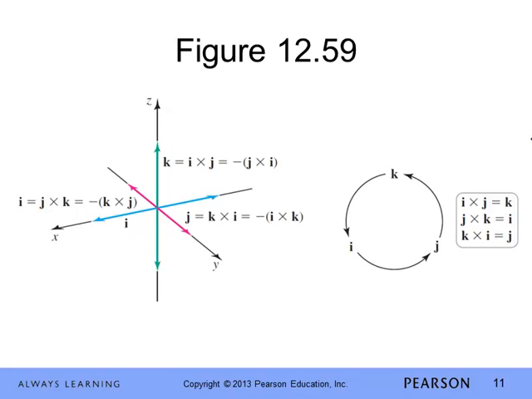So how this goes, you've got I hat cross J hat is equal to K hat. J hat cross K hat is equal to I hat. And then K hat cross I hat is equal to J hat. But now, if you go in the opposite direction, then you induce a negative. So I hat cross K hat is equal to negative J hat. K hat cross J hat is equal to negative I hat. J hat cross I hat is equal to negative K hat.